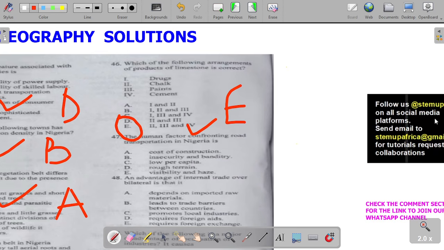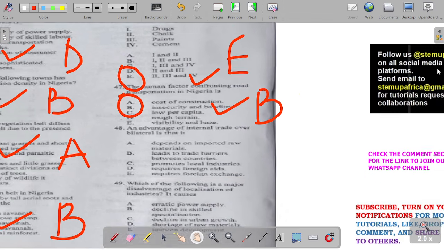47. The human factor confronting road transportation in Nigeria is, everybody knows that, insecurity and banditry. I need to read further.